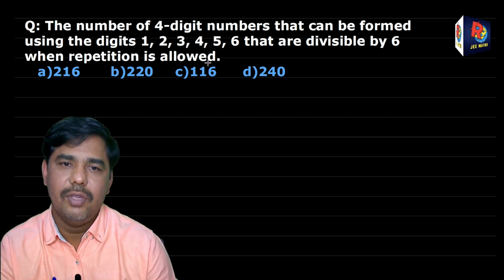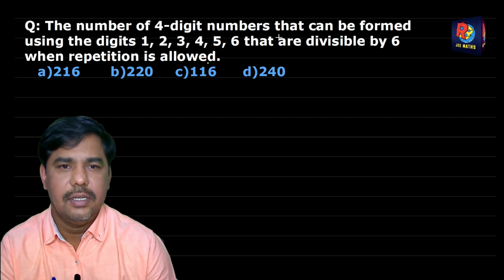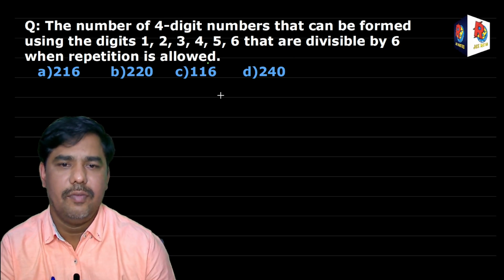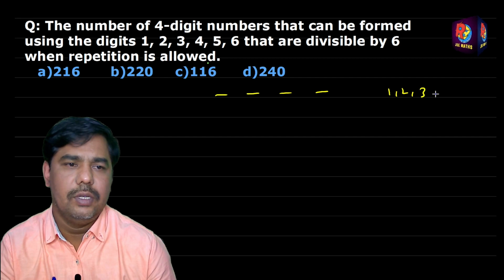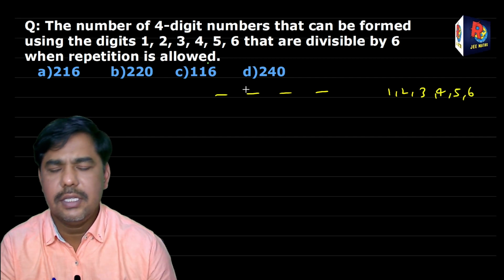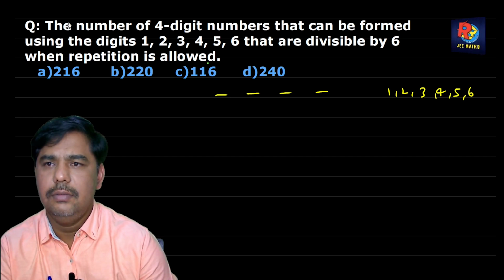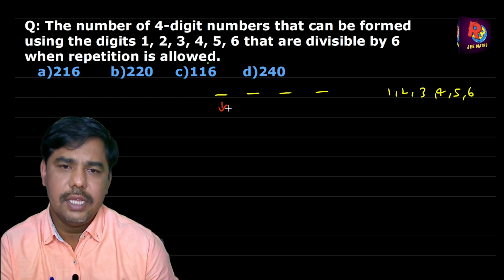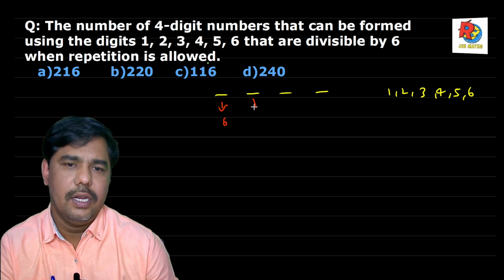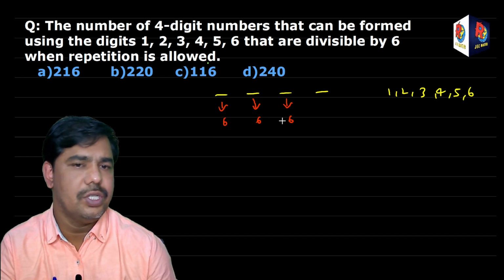If repetition is allowed, how are we going to find out? Consider the number of 4-digit numbers that can be formed using the digits 1, 2, 3, 4, 5, 6. These 6 digits are given, and repetition is allowed. In this place I can fill it with 6 ways, here also 6 ways, and here also 6 ways.